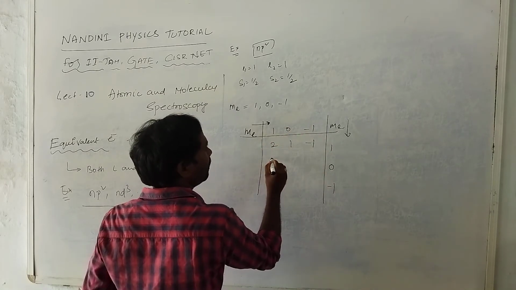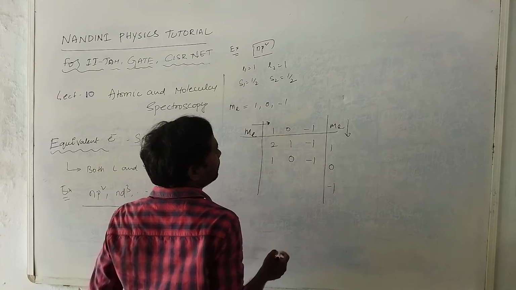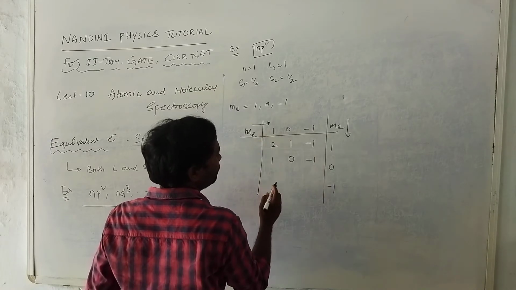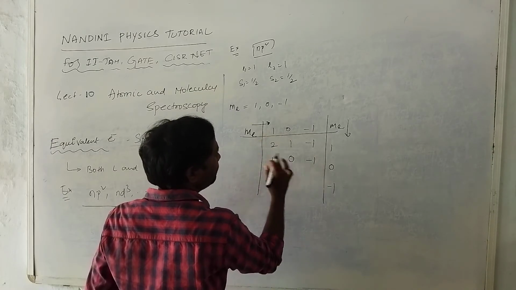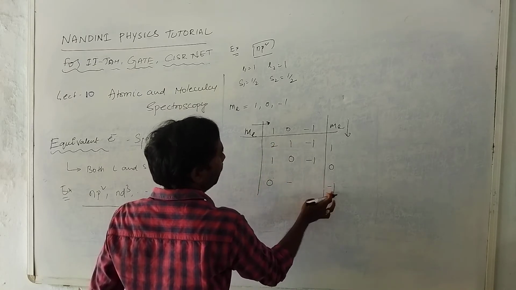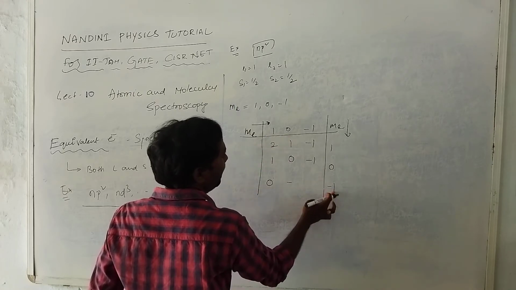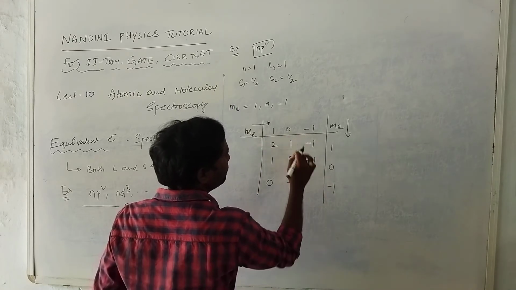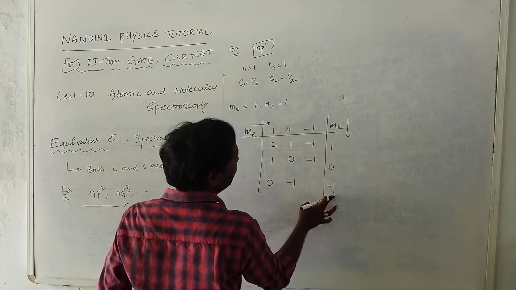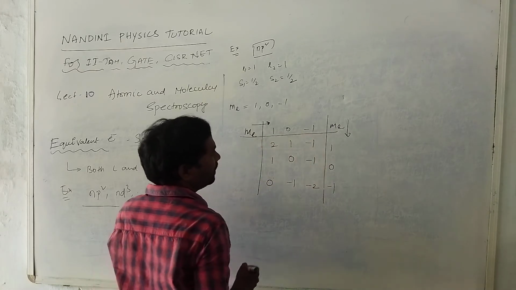0 plus 1 is 1, 0 plus 0 is 0, 0 plus minus 1 is minus 1. Minus 1 plus 1 is 0, minus 1 plus 0 is minus 1, minus 1 plus minus 1 is minus 2. Okay, so this is the value.